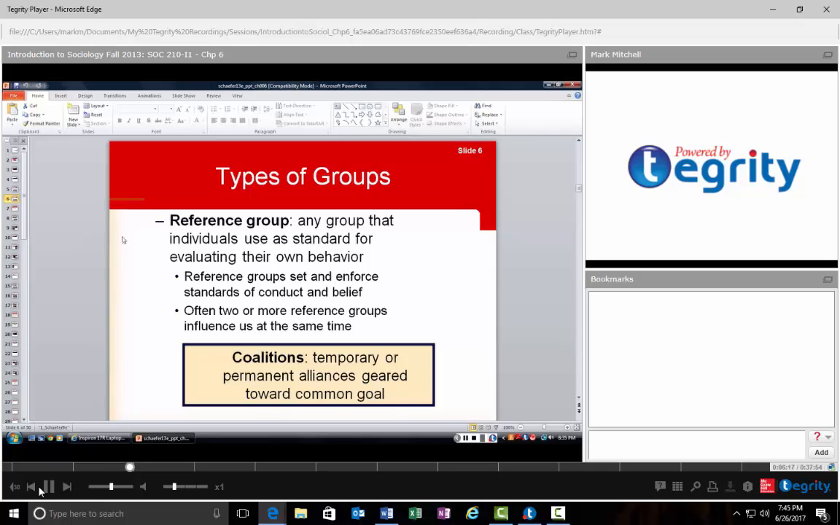All right, and then the bottom part of the slide, just one other thing to consider there is coalitions. Sometimes groups will come together if they have a common goal in mind. So, right along with our idea of a reference group.